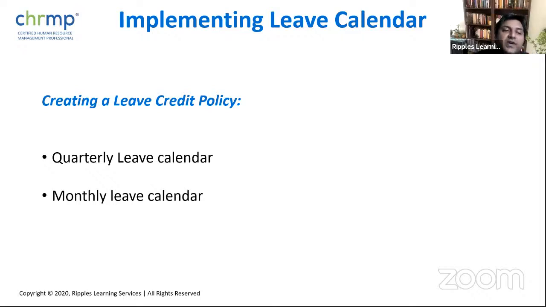So the modern way of implementing leave policy is not to implement it in a yearly calendar, but to come up with a leave credit policy. And depending on the size of the organization, depending on the technology that you're using in your organization, implement it monthly or quarterly. For smaller setups, a monthly leave calendar can be done. For bigger organizations, a quarterly leave calendar can be done, right?